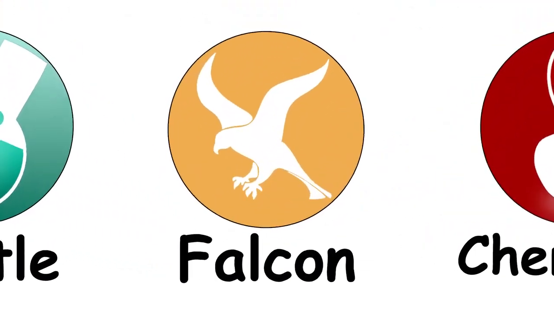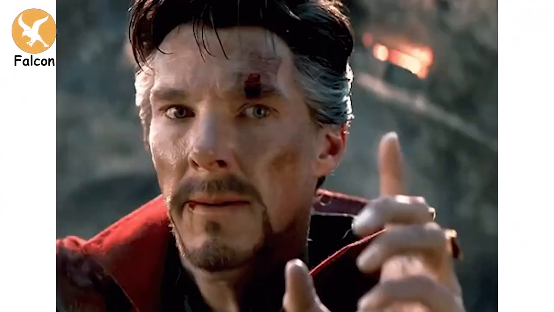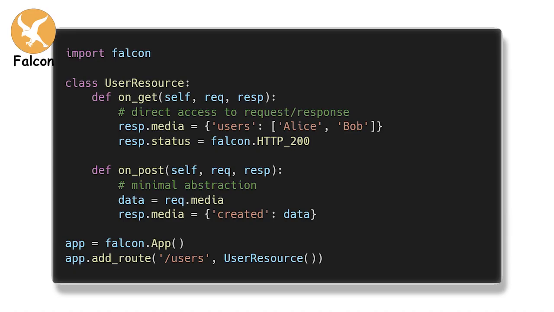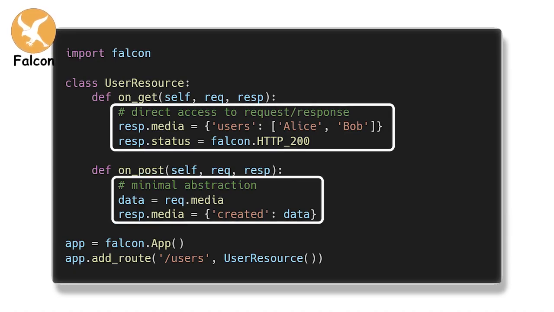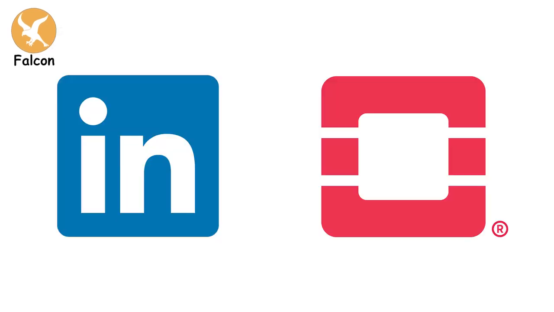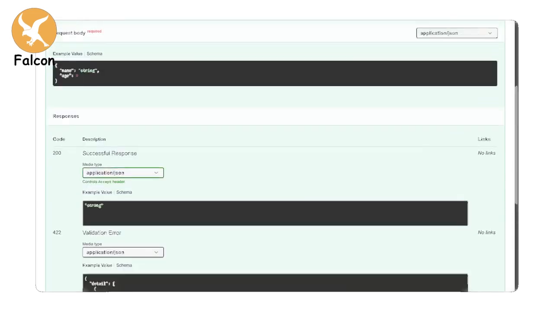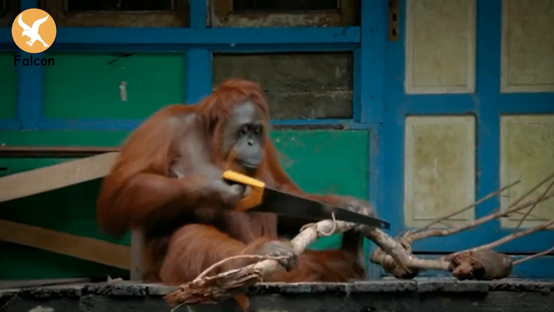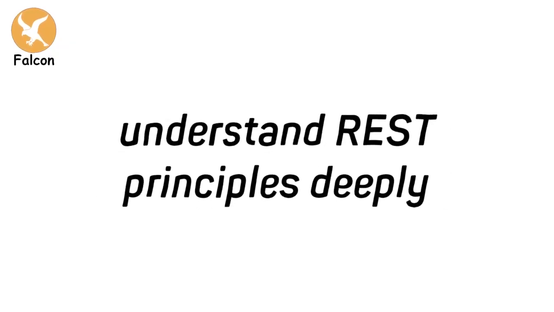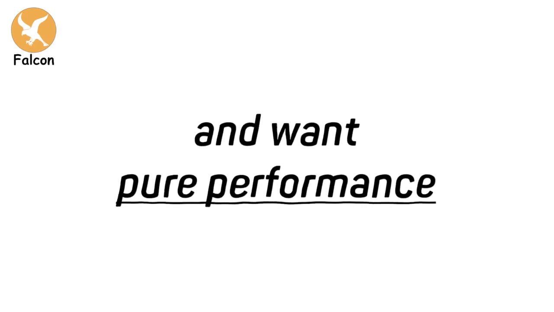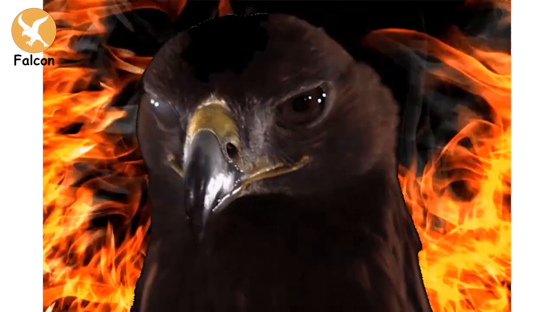Probably not. Falcon. Falcon takes a laser-focused approach and does one thing really well, building REST APIs. It has almost zero overhead and minimal abstraction, which makes it incredibly fast. LinkedIn and OpenStack use Falcon in production. Unlike FastAPI with its automatic documentation and validation magic, Falcon is more bare bones. It gives you the tools and gets out of your way completely. If you know exactly what you're building, understand REST principles deeply, and want pure performance without any framework magic, Falcon is your framework.